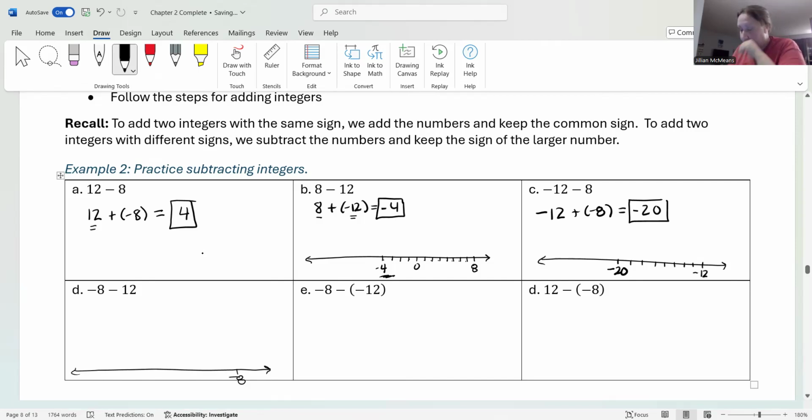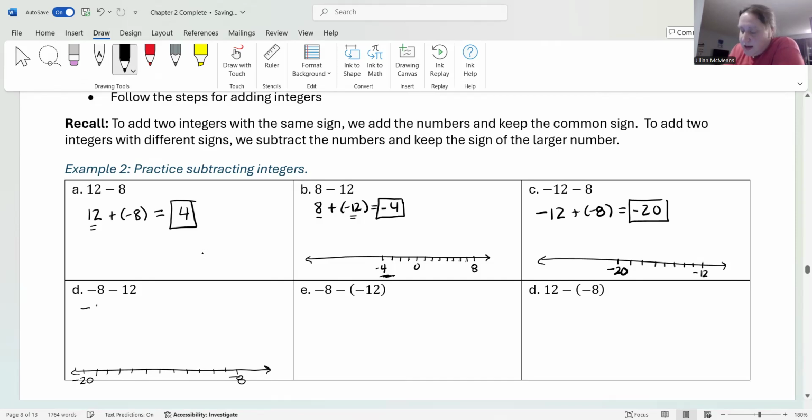So that's going to put us at, let's see, -9, -10, -11, -12, -13, -14, -15, -16, -17, -18, -19. It's going to put you at -20. So we're 12 units to the left of -8. That makes it -20. But let's practice our converting to addition.